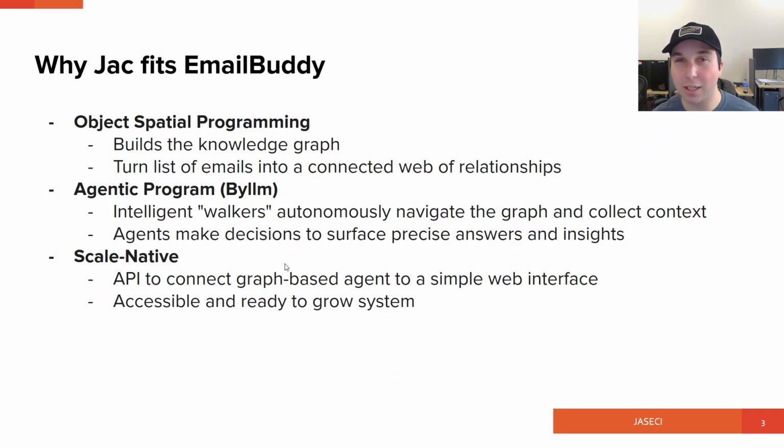So why does Jac, or JacLang, specifically fit with the Email Buddy idea? There are three main elements that explain why Jac really fits Email Buddy. Number one is object spatial programming. This is a new paradigm of adding relationships between different objects. We'll get into the specifics in a second. But through that, you can build your own knowledge graph, and then you can have your own traversal agents moving through that graph to determine the best possible outcome. Number two, you have agentic programs using the by keyword, which we'll talk about in a second. These make the walkers, or the agents, more intelligent, and they can navigate through this graph independently.